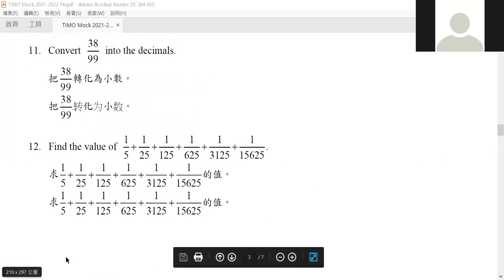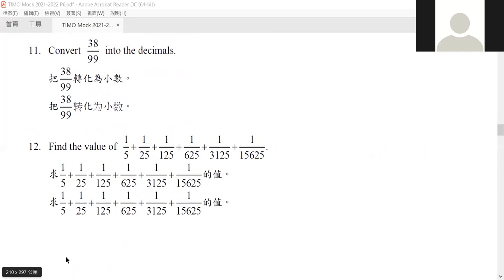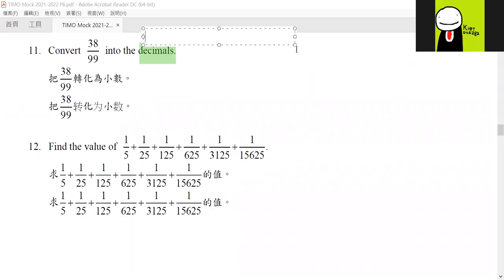Now notice that in this case it is actually strange, because this number cannot be written as a simple decimal. If you try to divide it, you will find out that 38 cannot be divided by 9. So what does that mean? It means the decimal is an infinite decimal, or in other words, a so-called recurring decimal.